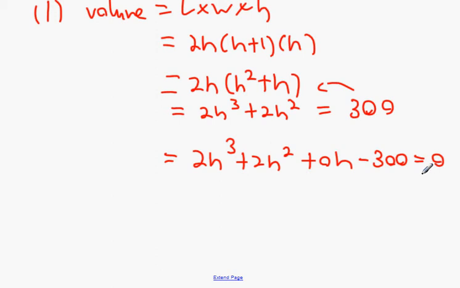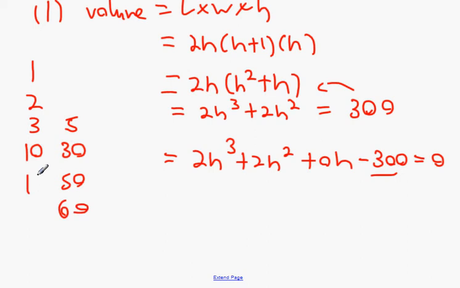We're going to have to find out what h is. Now h can be any factor of 300 I can really think of, to be honest. It can be 1, I'm thinking 2, 3, it can be 10, it can be 5, it can be 30, 50, 60, 15.